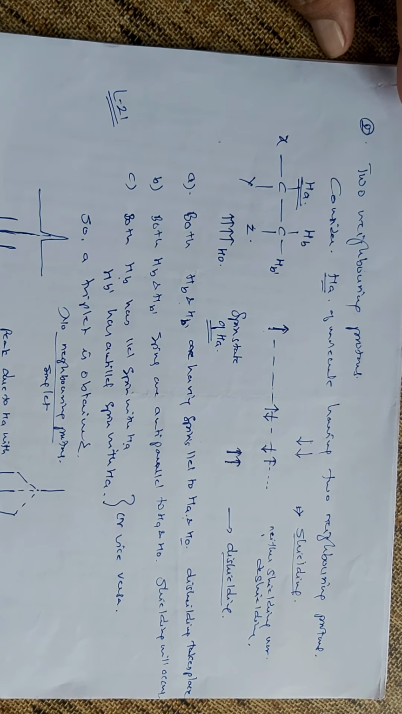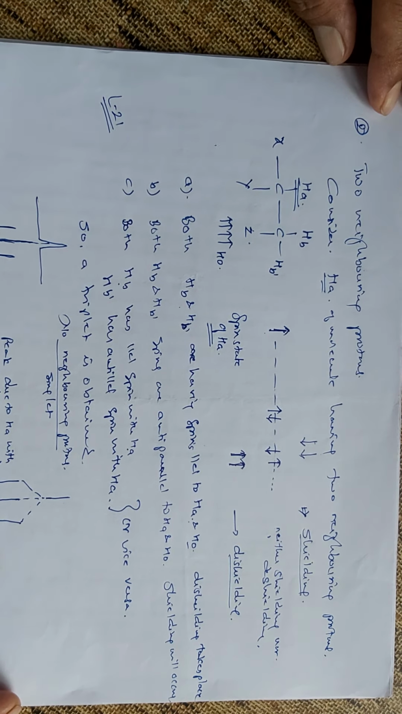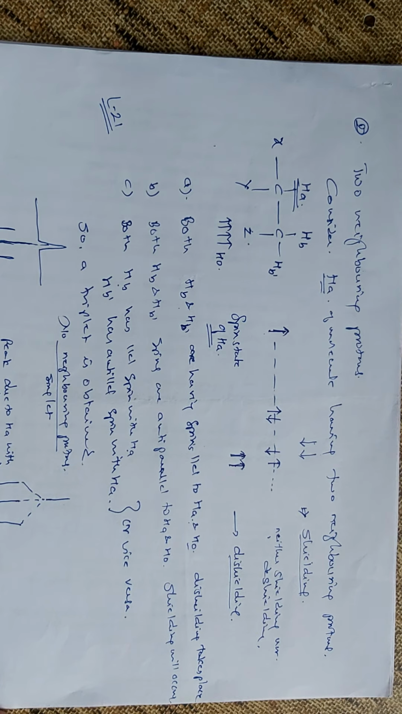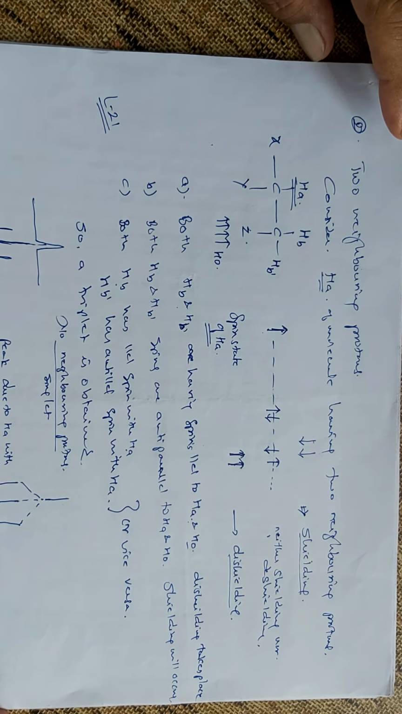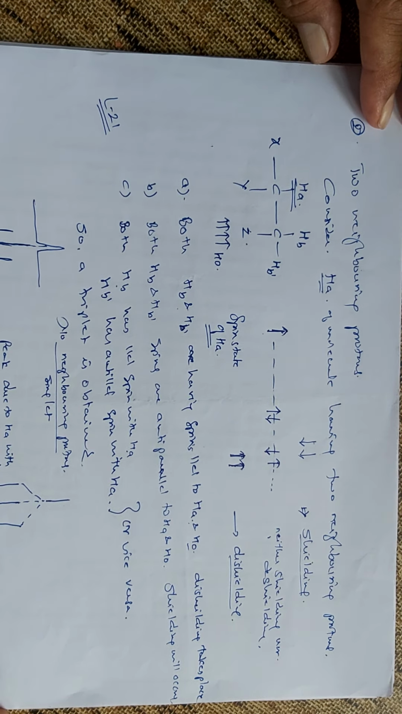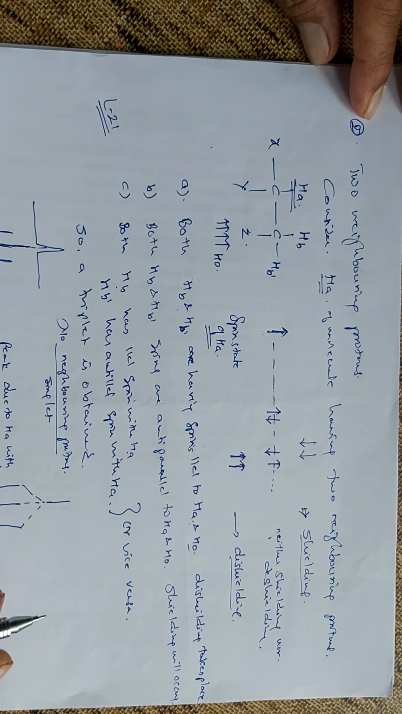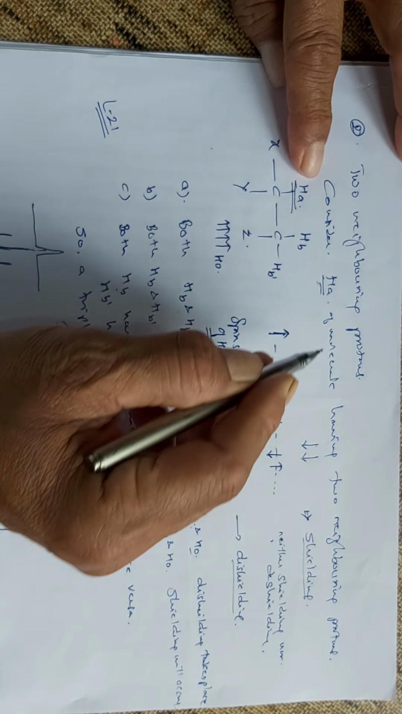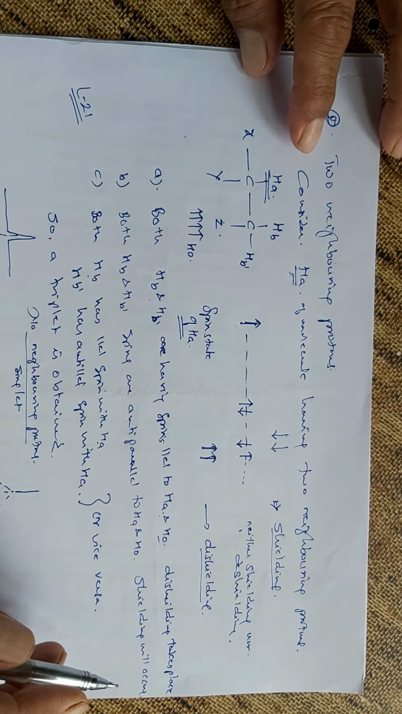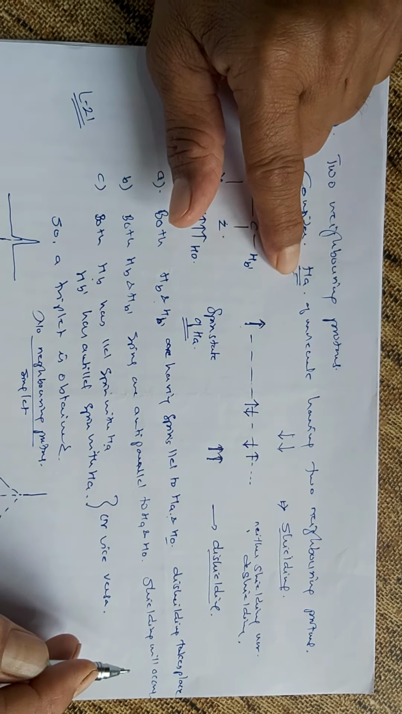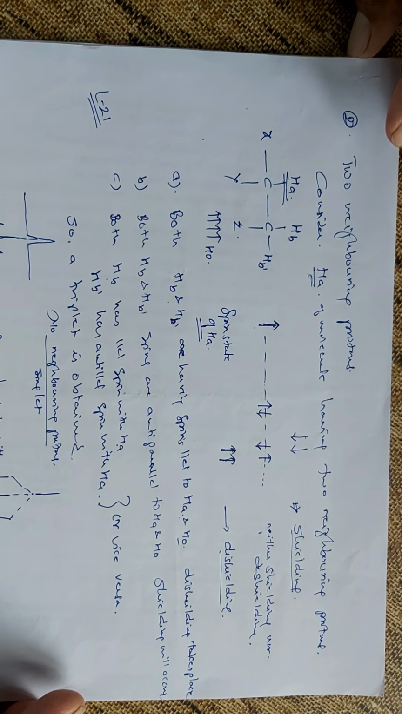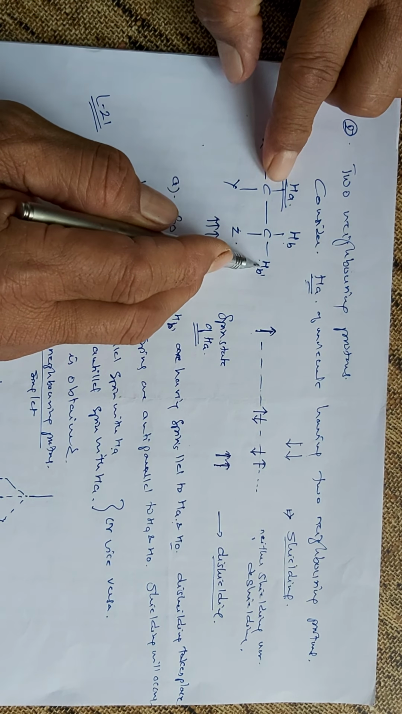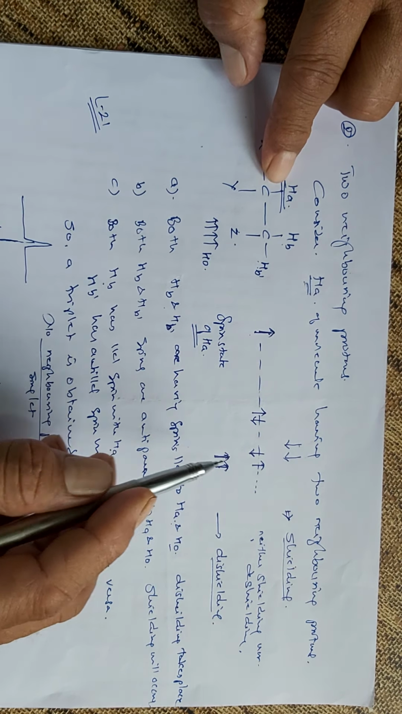So, we were discussing the splitting pattern of the signals of the different protons having different numbers of neighboring protons. We were discussing the splitting of HA with respect to the two neighboring protons, and we have seen that HA, when it has the two neighboring protons HB and HB dash, will show three different situations.